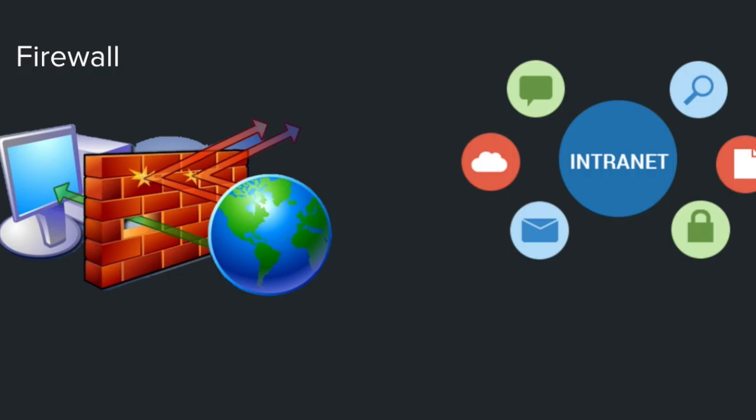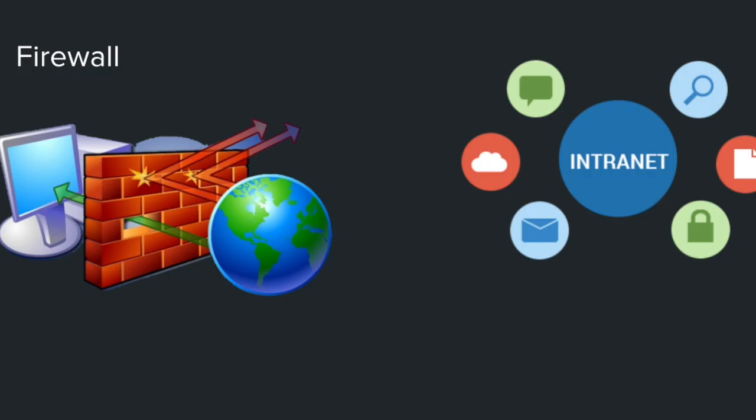A firewall is a system designed to prevent unauthorized access to or from a private network. You can implement a firewall in either hardware or software, or a combination of both. Firewalls prevent unauthorized internet users from accessing private networks connected to the internet, especially intranets.